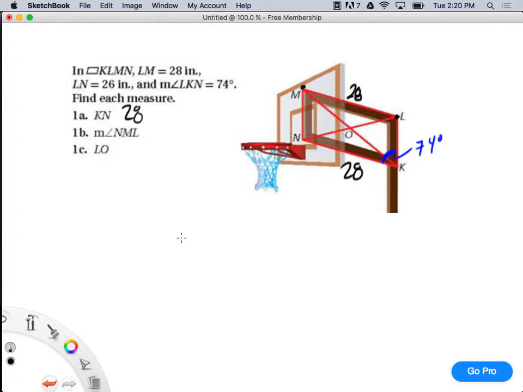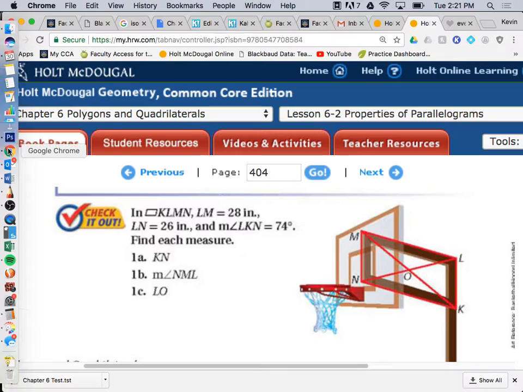What's NML? So NML is this angle right here, would be 74 degrees. And what's L? Oh, it also says LN is 26. So the distance from L to N is 26. So it's asking the distance from L to O. Well, that would be 13. Does that make sense? You guys got that? Okay. So these are simplified examples of that type of deal.